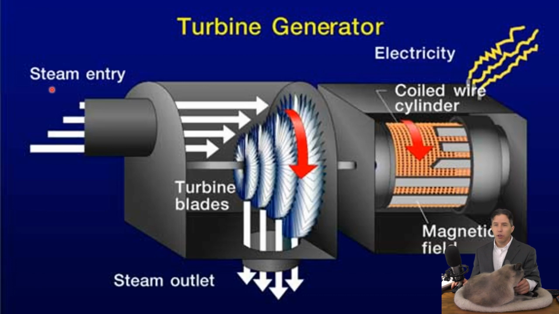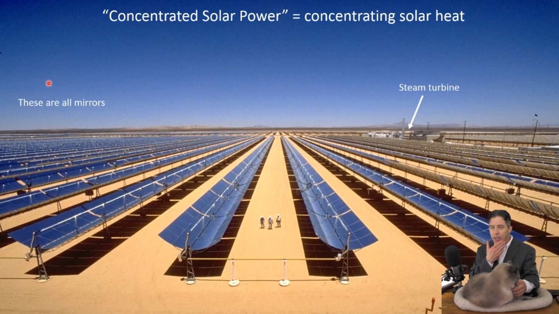So could we use the sun to make steam? This is one thing that could be done. If you could concentrate the heat of the sun to boil water, then you could use a steam turbine in the entire apparatus that we talked about before for generating electricity, except instead of burning coal, we can use the sun.